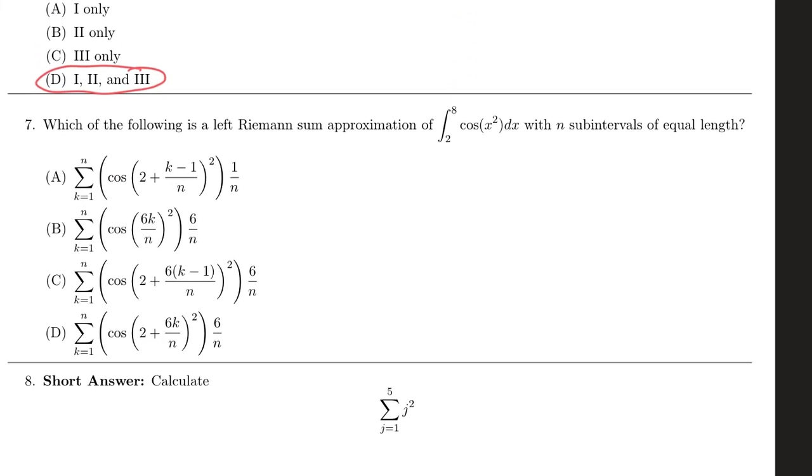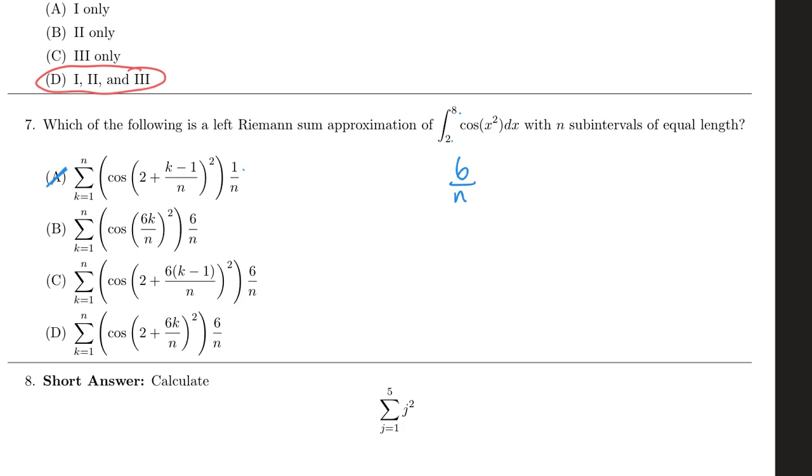And here we're just doing the same things, but in reverse. So we want to go from 2 to 8 of cosine of x squared. The first thing is 2 to 8 is a difference of 6. So we're going to take 6 and break it up into our rectangles. So automatically, I know A is probably not right because that's 1 over n instead of 6 over n.